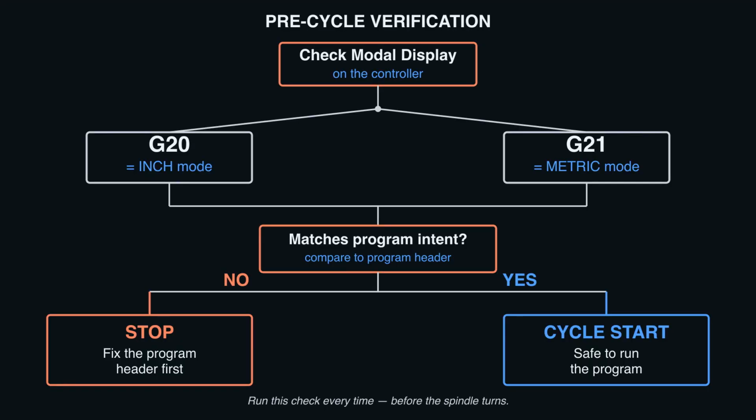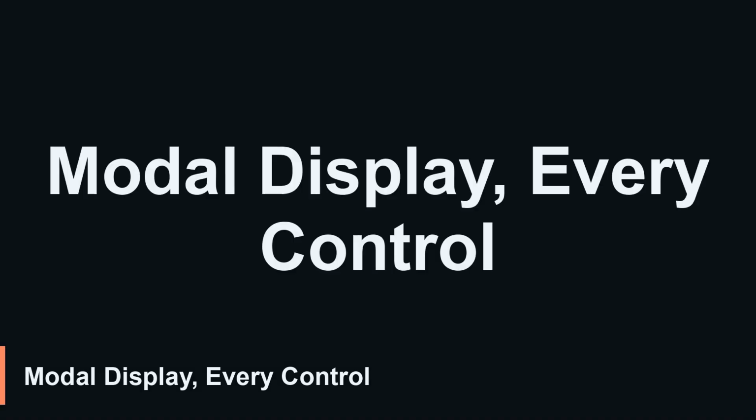Here's the decision tree. Before you hit cycle start, check the modal display. Does it show G20 or G21? Does it match your program's intent? If either answer is no, fix it before the spindle turns. On Fanuc, the modal group is on the position screen. On Haas, it's on the current commands page. On Siemens, check the channel status. Every control surfaces it. Most operators never look.